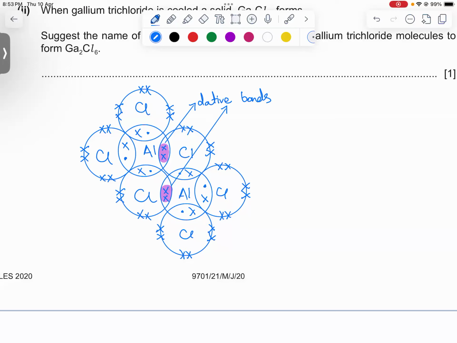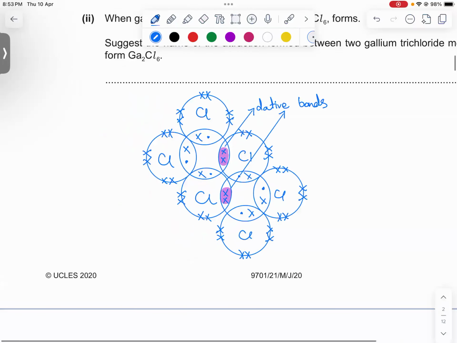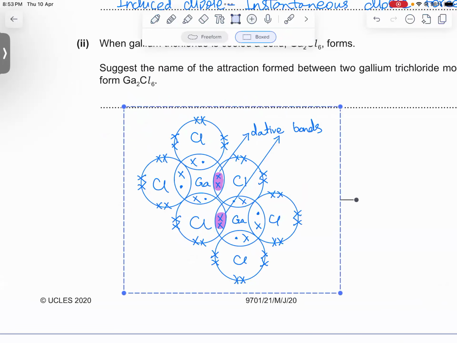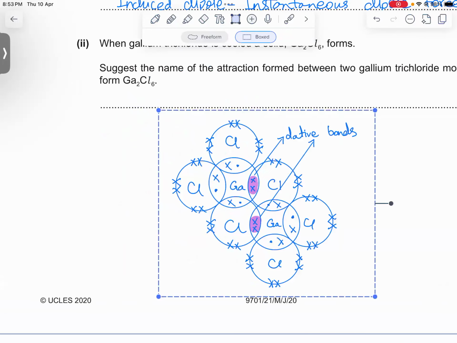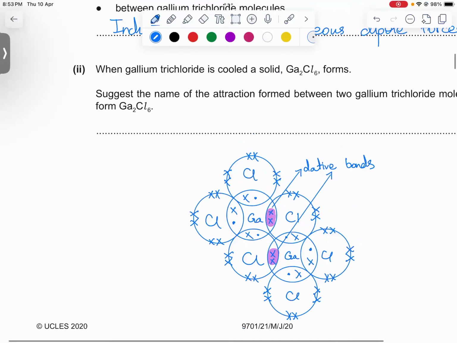These are both dative bonds. So similarly, they've said that aluminum and gallium behave the same. So we could just literally replace this section with Ga, gallium, and this would be the complete molecular structure of gallium hexachloride, Ga2Cl6, right? Or gallium trichloride, basically, the dimer.